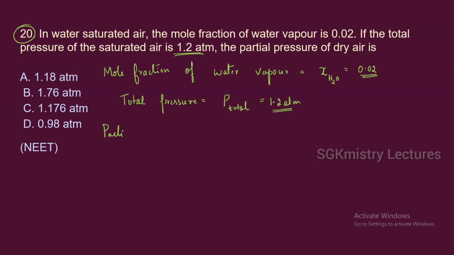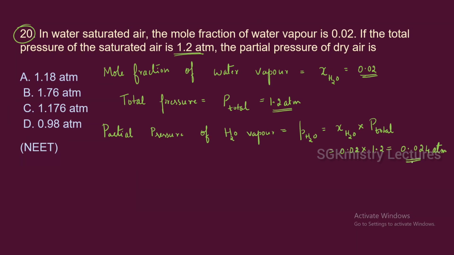Now, the partial pressure of water vapor. So how do you calculate that? The partial pressure of water vapor is equal to the mole fraction of water vapor into the total pressure. So the mole fraction of water vapor is 0.02 into total pressure 1.2. So 0.02 into 1.2, we have 2 into 2, 4 and 2. So we have 0.024 atmospheric pressure. This is the partial pressure of water vapor.